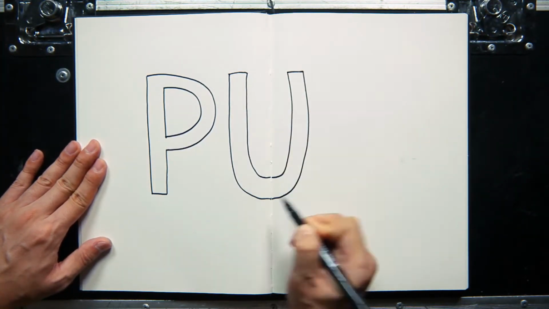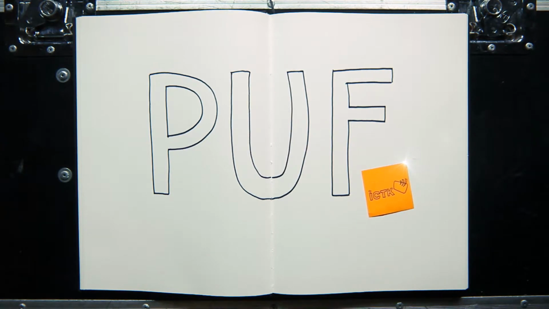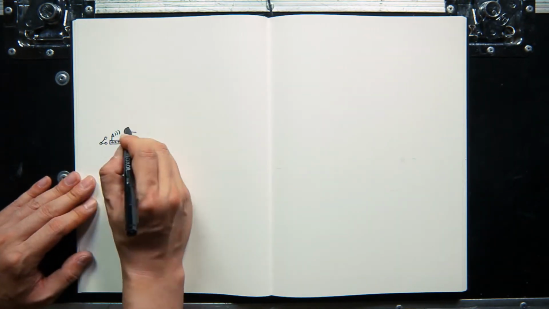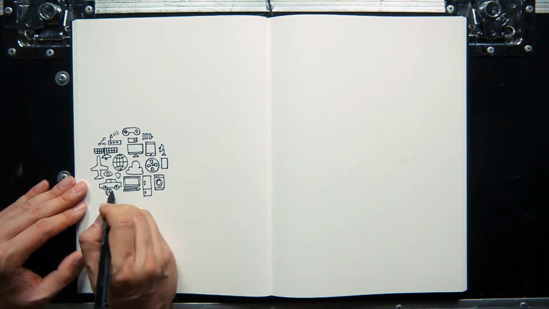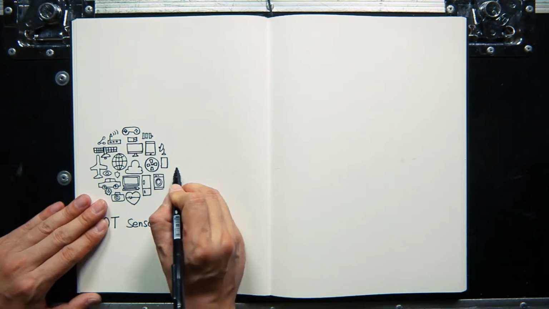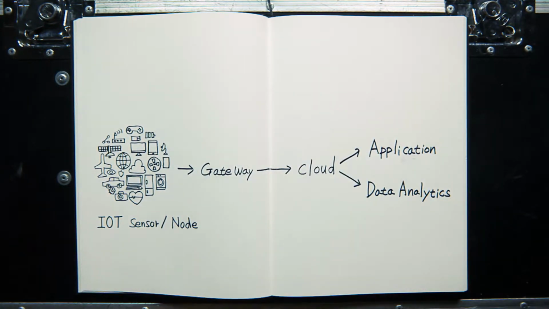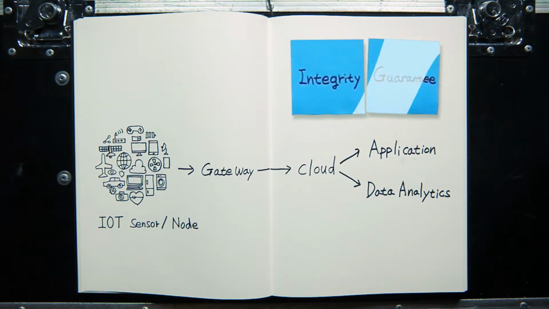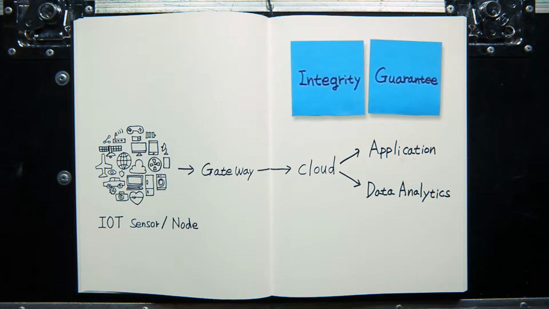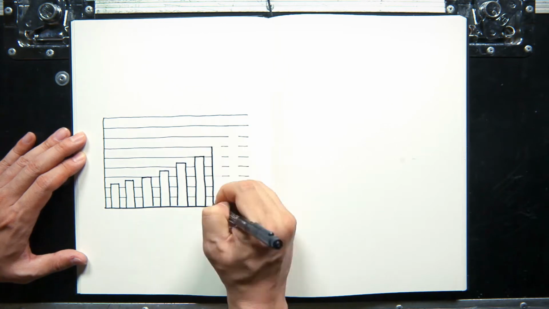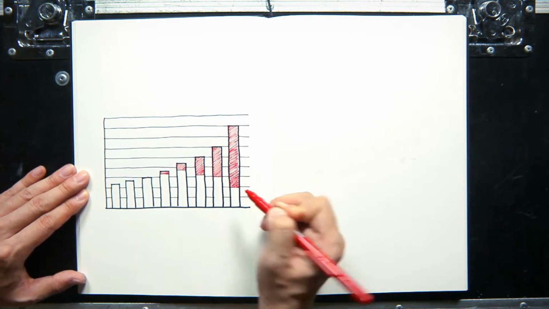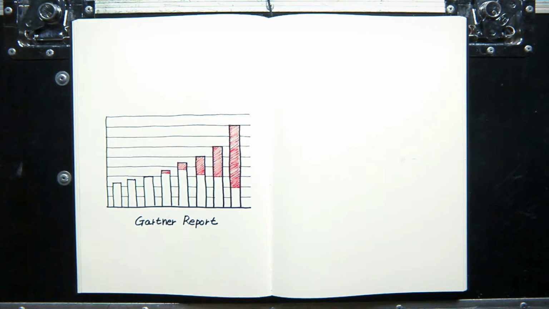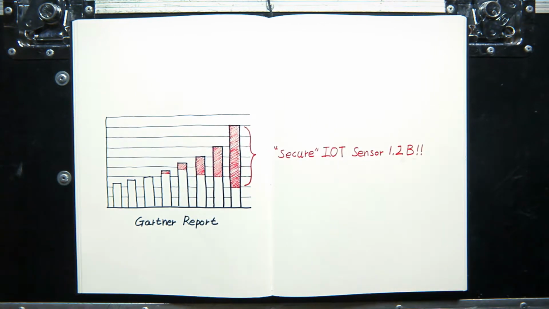PUF. Why does this technology matter so much? Big data analyses are made based on information compiled through hundreds of millions of IoT sensors. Would such analysis, however, be meaningful if the integrity of the data could not be guaranteed? According to a report by Gartner, more than 1.8 billion IoT products are expected in 2018. About 75% of these, or 1.2 billion, are mounted with secure nodes.